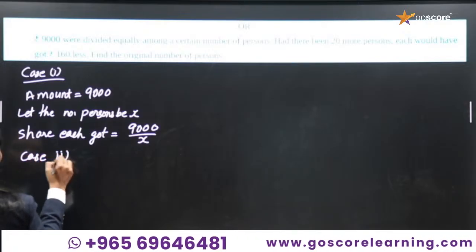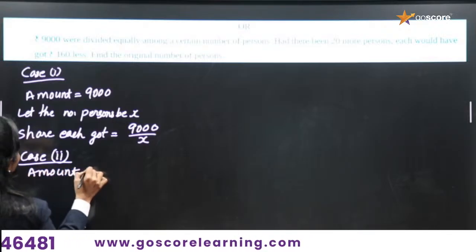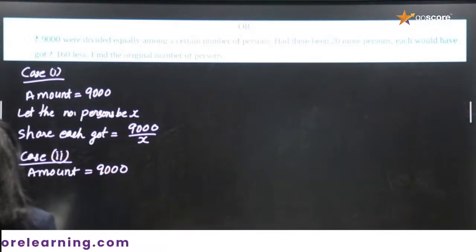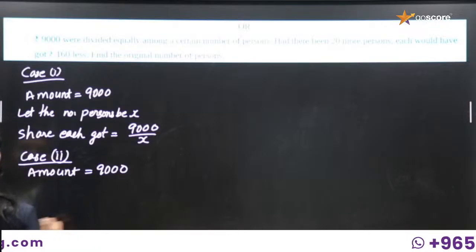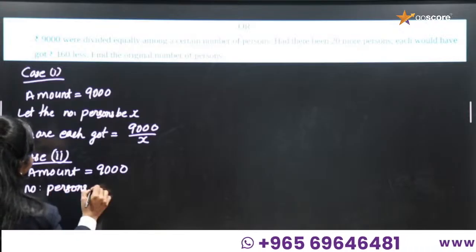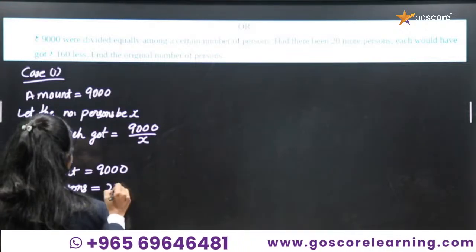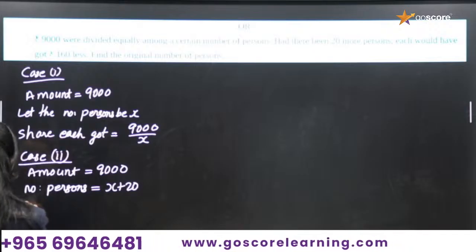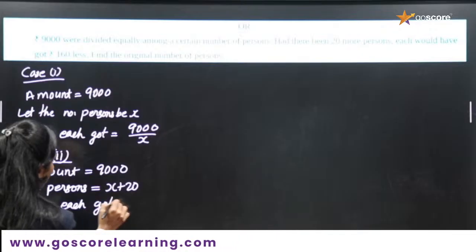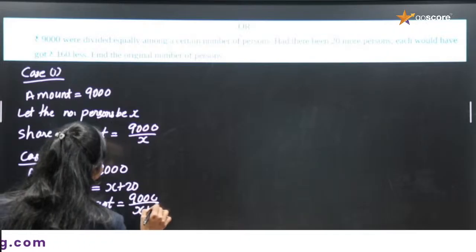Case 2. Okay, the amount, there is no change. Amount is equal to 9,000, and the next thing, the number of person. Okay, number of person is what? Initial number plus 20. So x plus 20. Now what? Share each got. Okay, it will be amount divided by total number of persons.